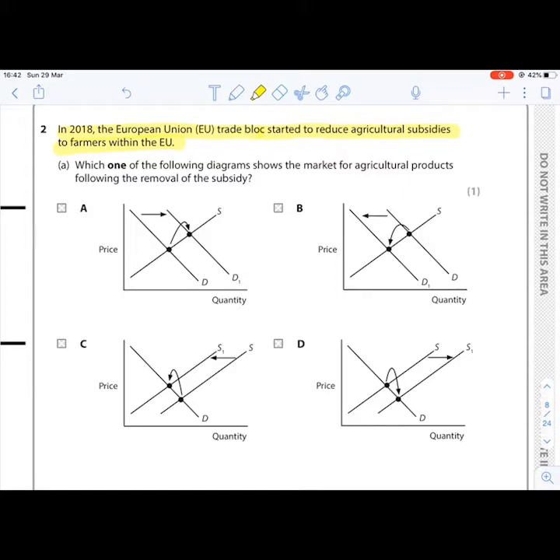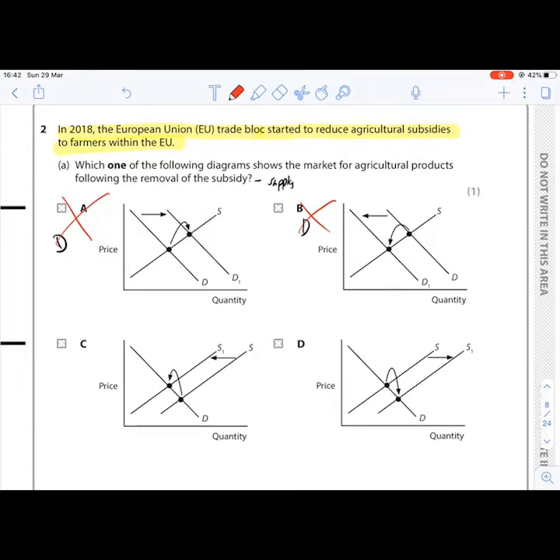subsidy? Well, the first thing we need to note is that two of these show a shift in demand. So A shows a shift in demand, and so does B. Now we know we are talking about a removal of a subsidy, and a removal of a subsidy is a supply side issue. Okay, so therefore we know that the answer cannot be A or B because they both show a shift in demand.